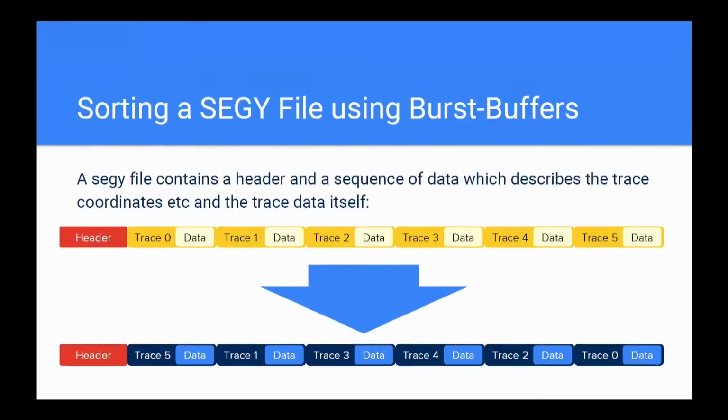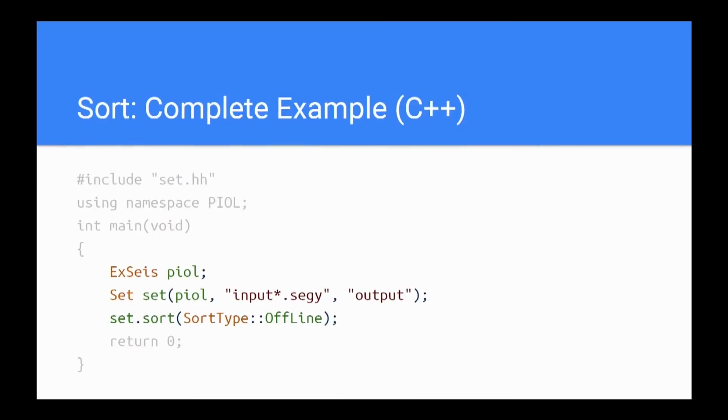So in this example of a sort, you have some traces ordered in some way, and then it's reorganized into some other way. In the library, performing this, you can have a compilable example in 9 lines, where 3 of those lines are relevant and the rest are boilerplate. The first line implicitly, behind the scenes, initializes MPI and any other ancillary object used by the PIOL.